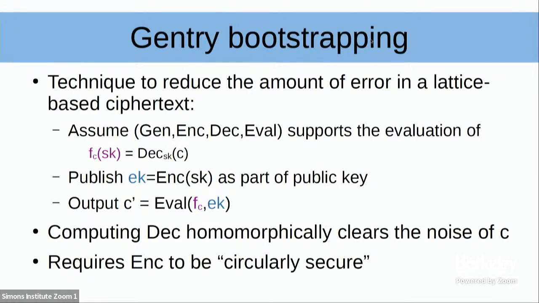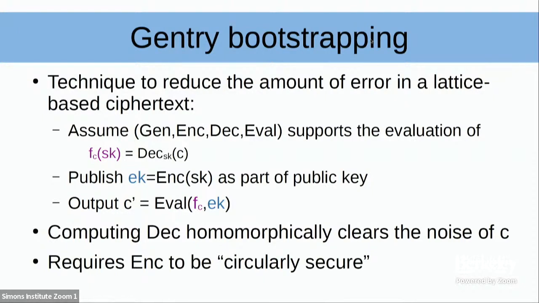We give it in encrypted form, and then we evaluate this function f homomorphically. So it will still decrypt. It will produce the result, which is the original message M, the output of decryption, in encrypted form because you are performing this computation homomorphically, but the amount of noise in the final result does not depend on the input ciphertext.